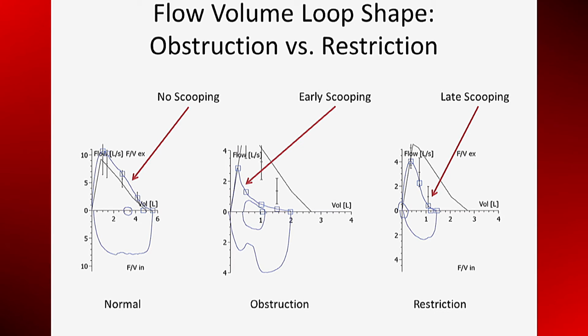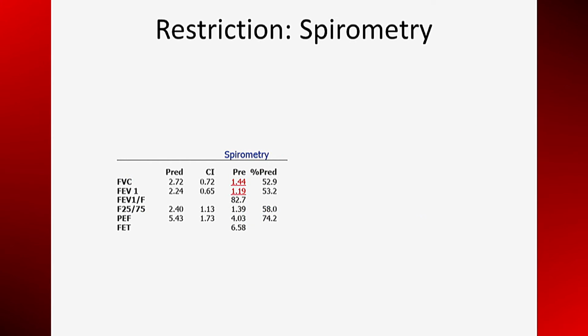The restrictive loop has less obvious scooping. The curvature is less apparent and occurs later in the exhalation. FEV1 is not reduced out of proportion to FVC. As we shall see in the next slide, the FEV1 to FVC ratio is actually increased compared with normal. The spirometry values will confirm what was seen in the flow volume loop.